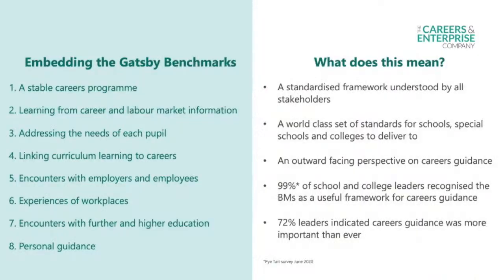Great progress has been made towards the Gatsby benchmarks to date, and since the introduction of the government career strategy in 2017, now more than 4,200 colleges and schools are showing through their compass returns that they're making progress towards achieving the benchmarks overall. And the left-hand side of this slide just gives a reminder of the 8 benchmarks as we're talking about them today.